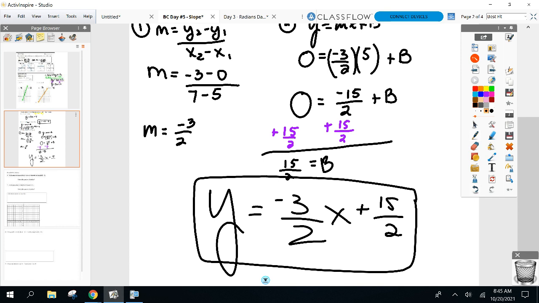Give them 2 points. Give them the slope and a point. We should be all right tonight.